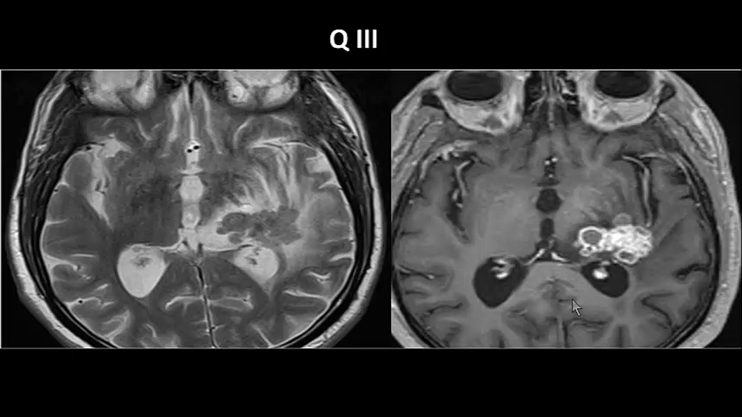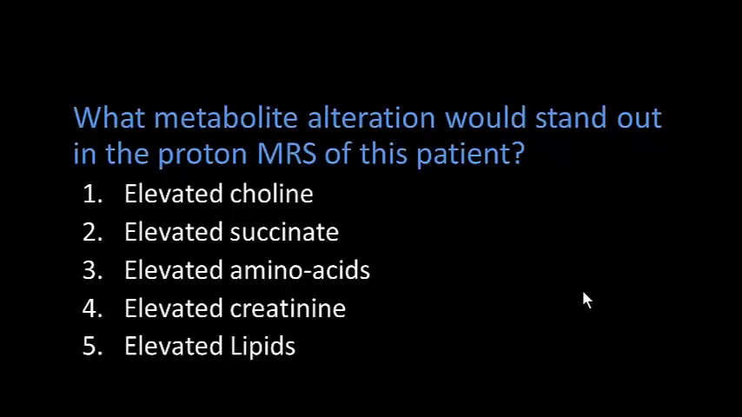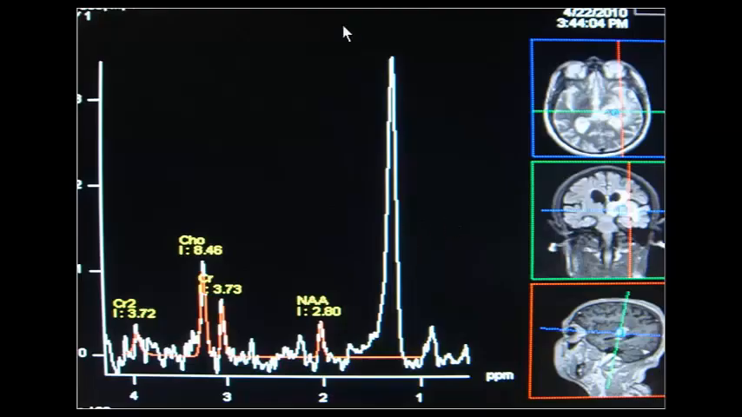Next question was, this is the case that I have shown, and I asked which metabolite alteration will stand out in the proton MRS of this particular patient: choline, succinate, amino acids, creatine, or lipid. Let's have the answer on this one. Yes, of course, it's the lipid peak that you will see in a tubercular lesion.